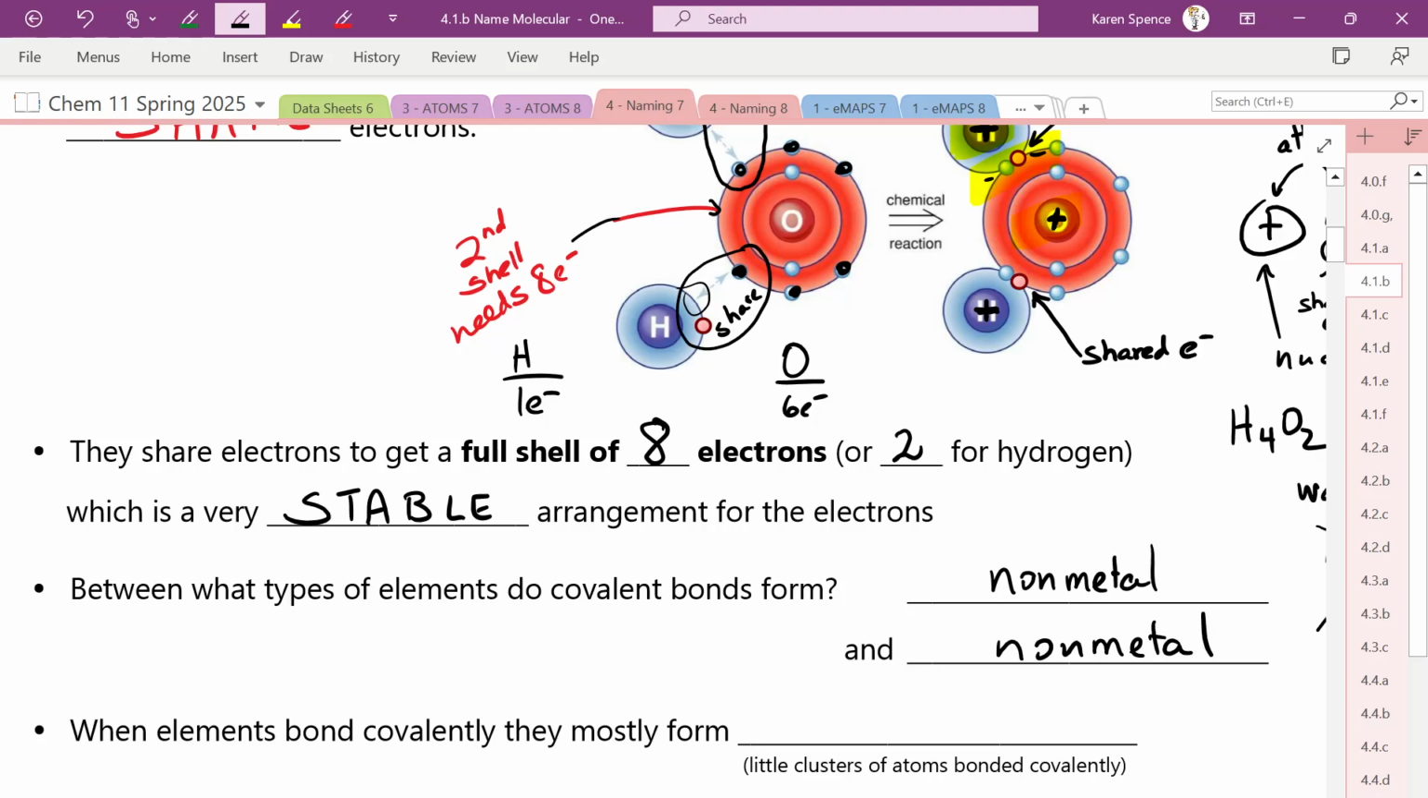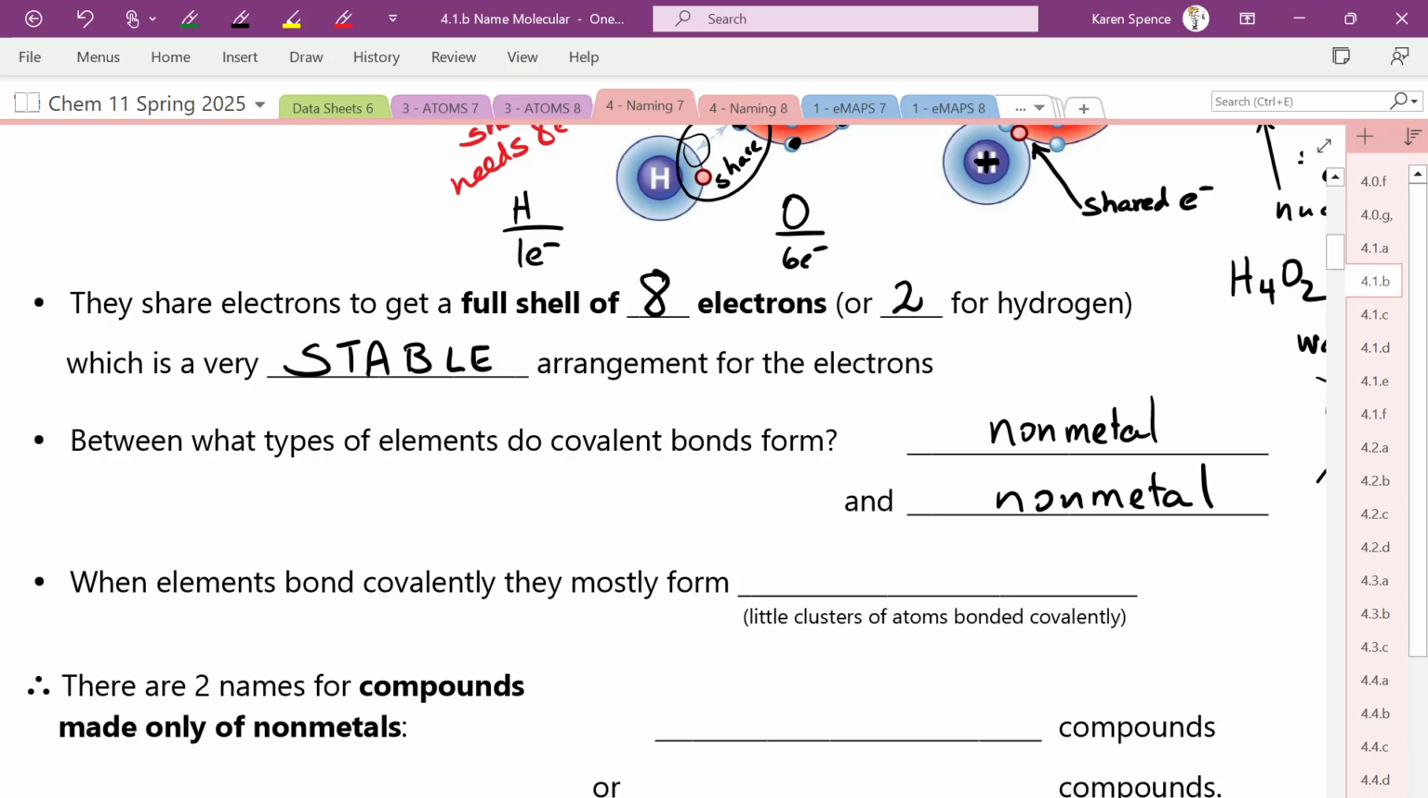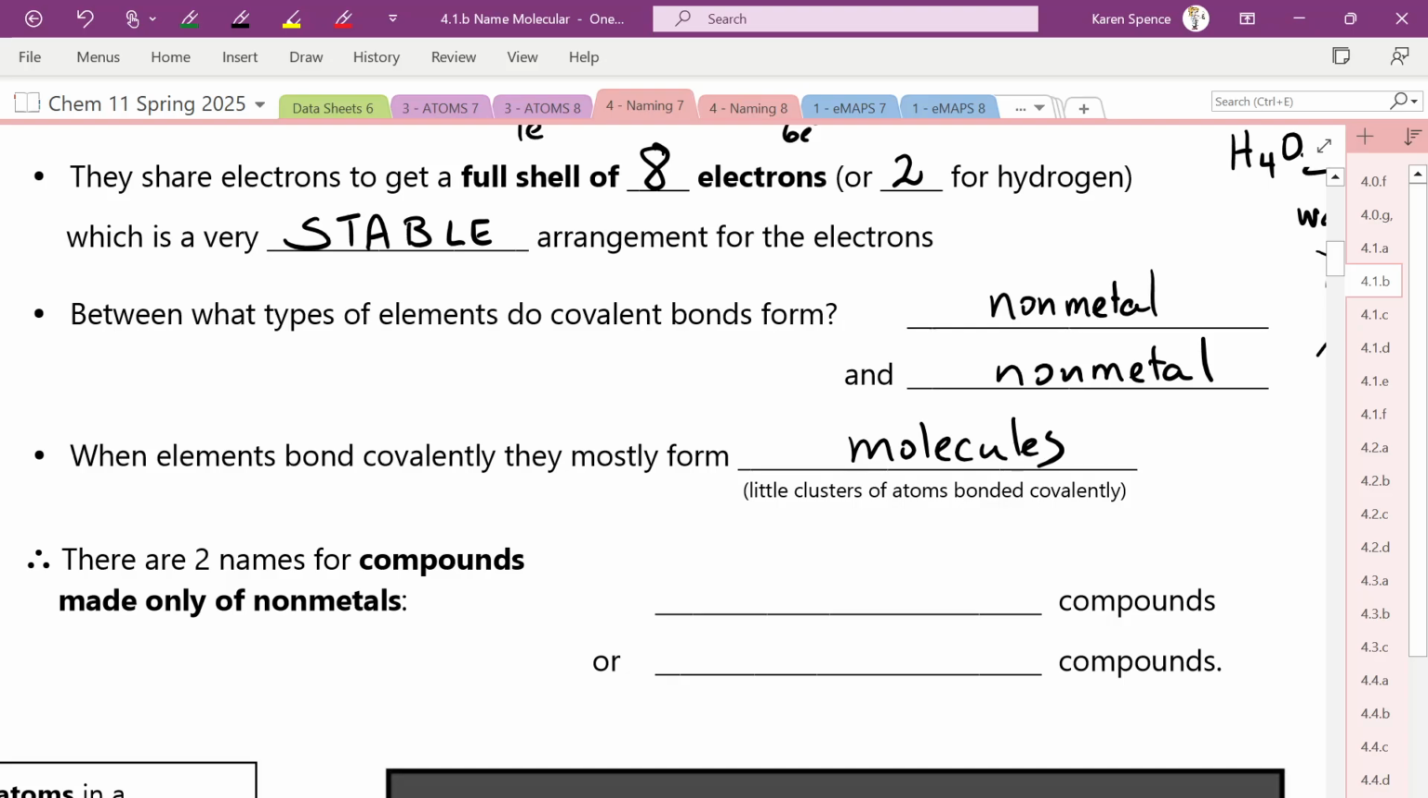When elements bond covalently, they mostly form little clusters of atoms bonded covalently. What do we call those? Molecules. There are 2 names for compounds made only of nonmetals. What are those 2 names? We can call them covalent, or we can call them molecular.